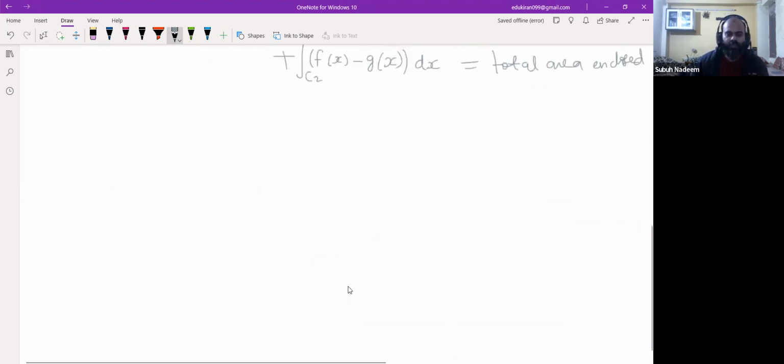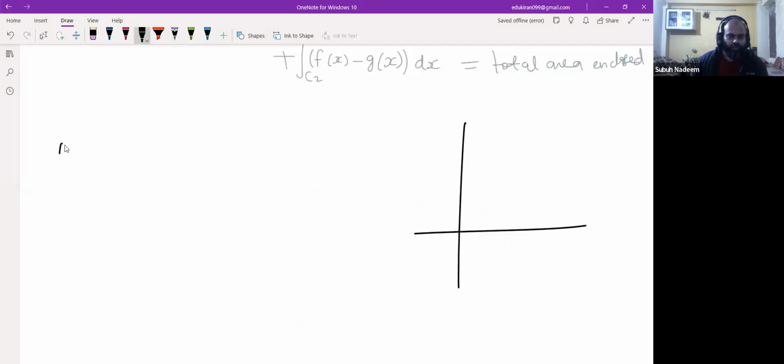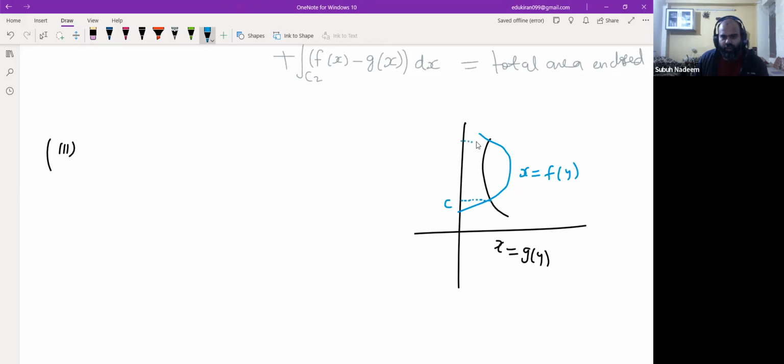Now, the same thing happens if we take curves like this. Suppose we have a curve like this, x equal to g(y), and a curve like this, x equal to f(y). The points of intersection are y equal to c and y equal to d. You have to find the area enclosed between these two curves. Here, you will take the integration from c to d, and here it will be dy.